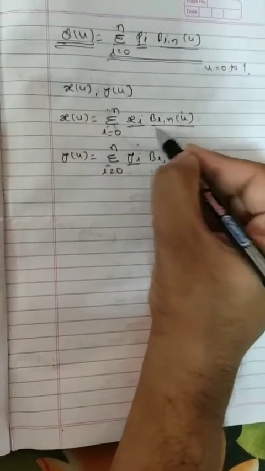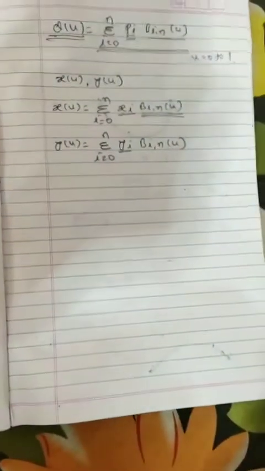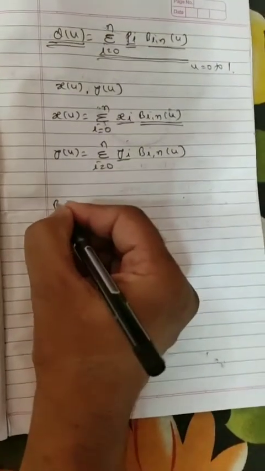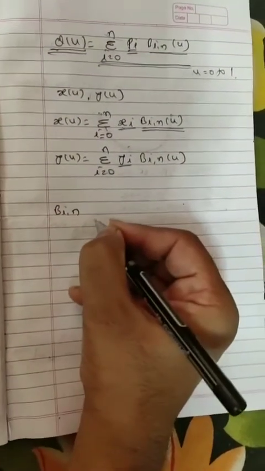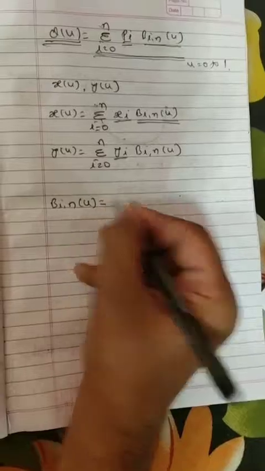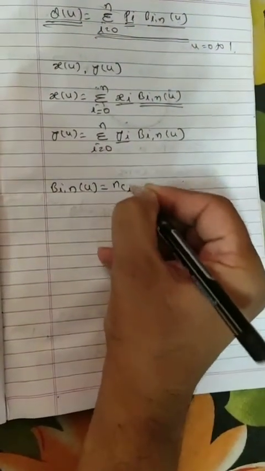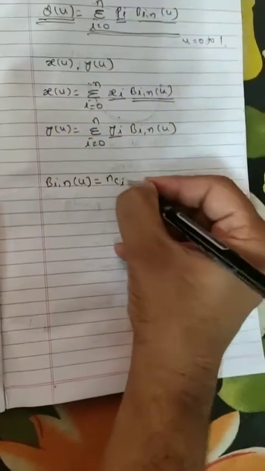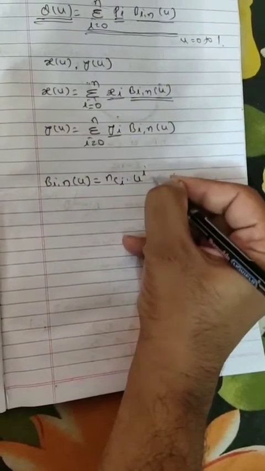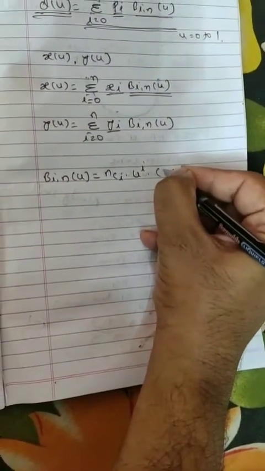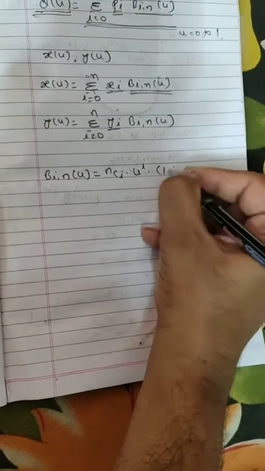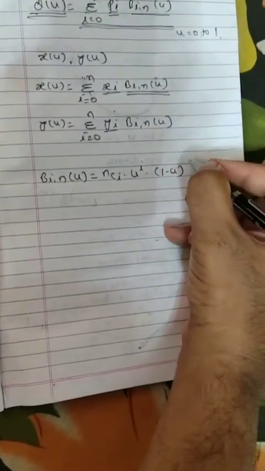Then what is this blending function? How to calculate this blending function? We calculate this blending function B i comma n of u is equal to n C i, n combination i, into u raised to i into 1 minus u raised to n minus i.